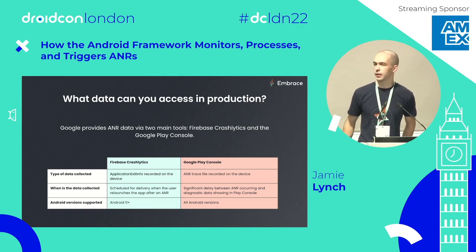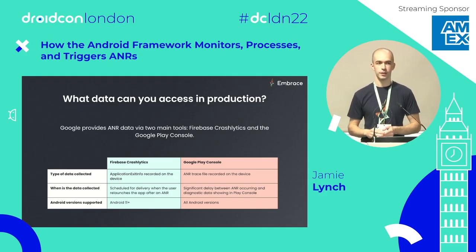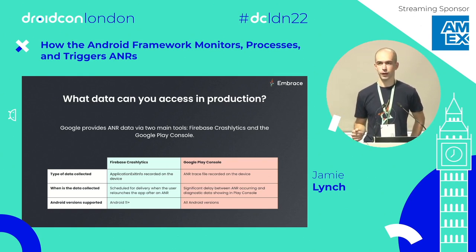In terms of the data you can access in production, there's probably 2 main solutions that we hear people using a lot. That's Firebase Crashlytics and Google Play Console. In terms of the data they capture, they use different mechanisms as far as we can tell. Firebase Crashlytics uses application exit info. That's basically recorded every time a process exits and is recorded from Android 11 onwards. Whereas Google Play Console, we think it uses the trace file actually recorded on the device, which is supported on older versions, but does tend to have a little bit of a delay actually showing up in Google Play Console.